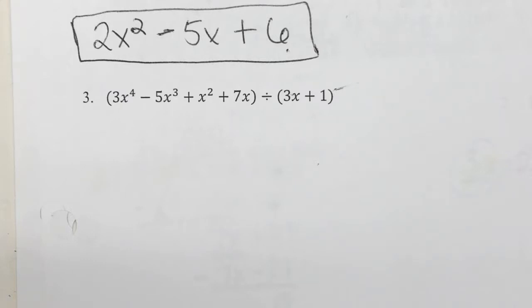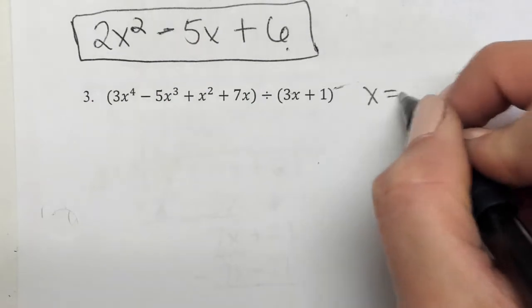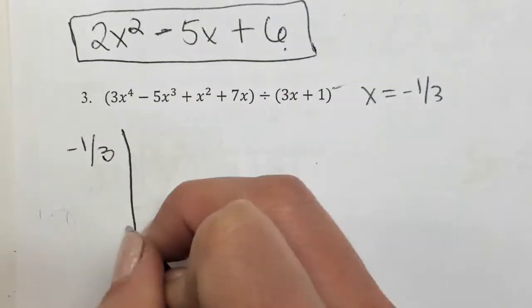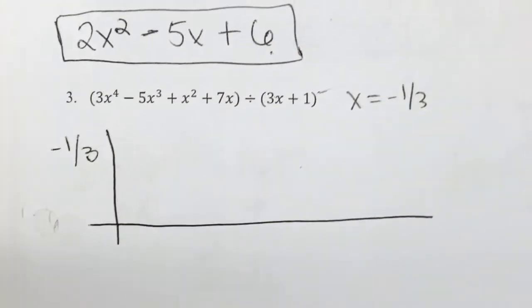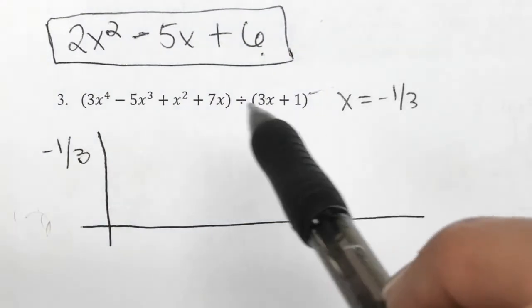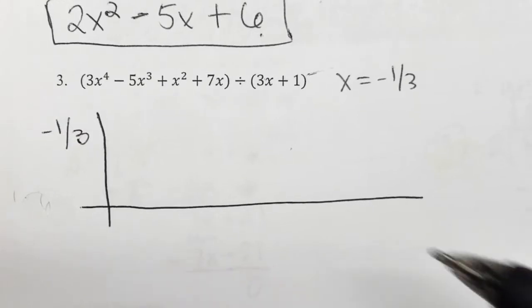What's the x going to be? 2. How'd you get 2? So x is what? Negative 1/3. That's what you put out front. Nobody freak out because it's a fraction. And the reason it's a fraction is because there's a number in front of x, right? These are kind of different than if you just had x minus 2 or x minus 4. That's why I want to do this one together.